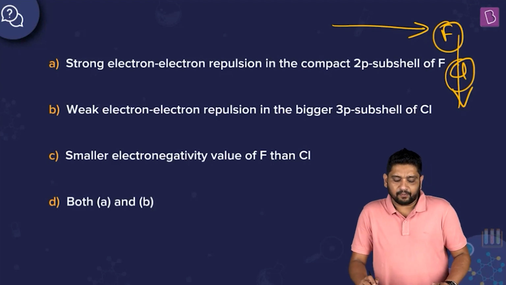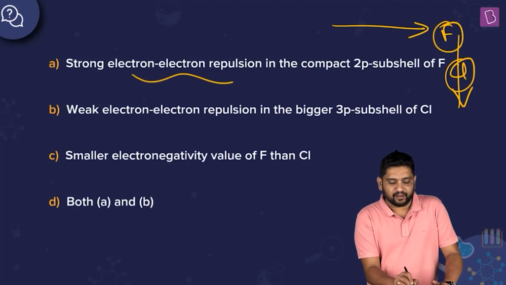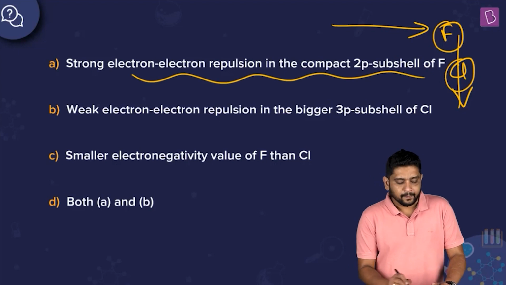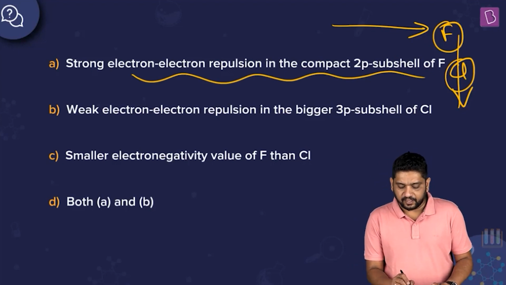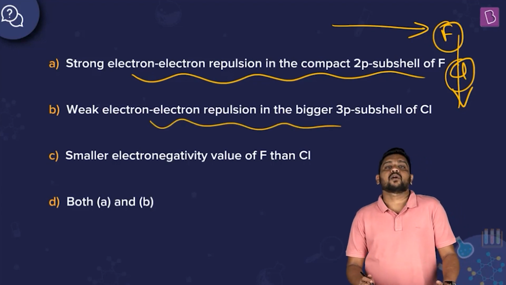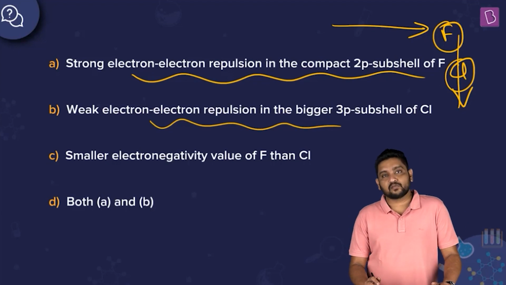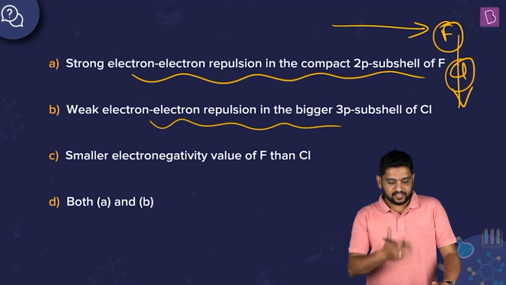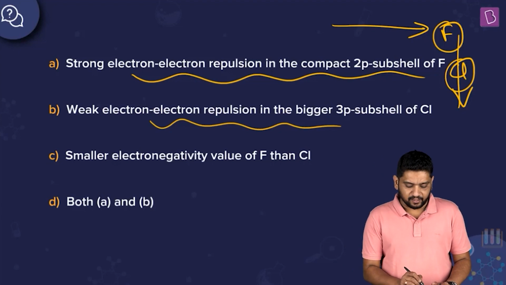Strong electron repulsion in the compact 2p subshell of F. This is exactly what we discussed, right? Weak electron repulsion in the bigger 3p subshell of chlorine. Yes, you can say that is also there, right? There is not much repulsion in chlorine. That is why this kind of effect, which is seen in fluorine, is not seen there, right?